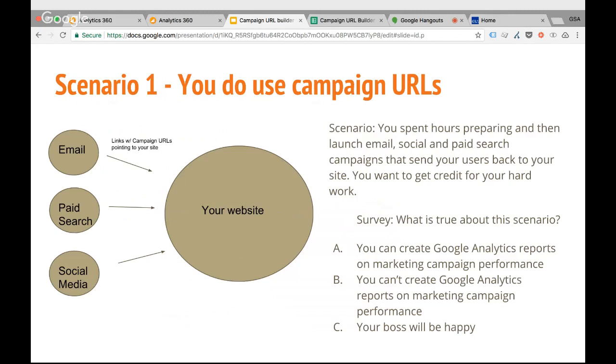A, you can create Google Analytics reports on marketing campaign performance. B, you can't create Google Analytics reports on performance. C, your boss will be happy. So what is true? Now, there are potentially multiple answers here. What is true about this scenario when you have used campaign URLs correctly? And Tim, feel free to jump in with any feedback that anyone has in the chat feature, and then I'll jump into the actual answer.